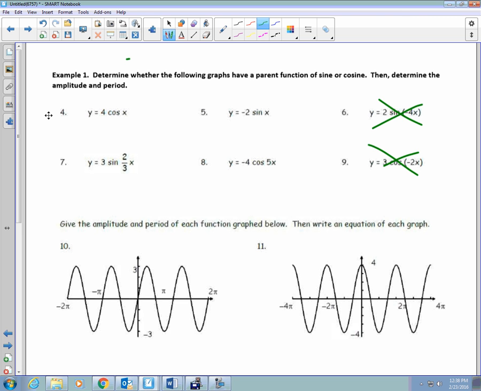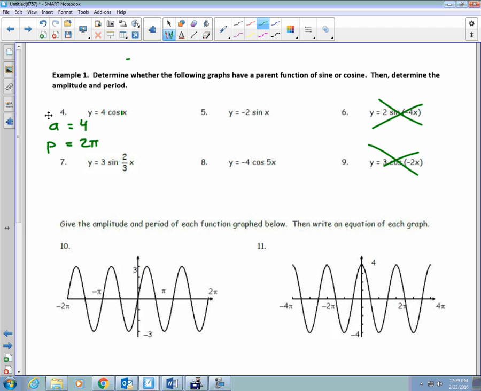Cross off those two. I won't say the numbers, otherwise you'll laugh. Determine whether the following graphs have a parent function of sine or cosine, then determine amplitude and period. A for the day, what's the amplitude? 4. The period is equal to 2 pi divided by the number that sits in front of x. So it's 2 pi. 2 pi divided by the number in front of x. So since there's a 1, yep.